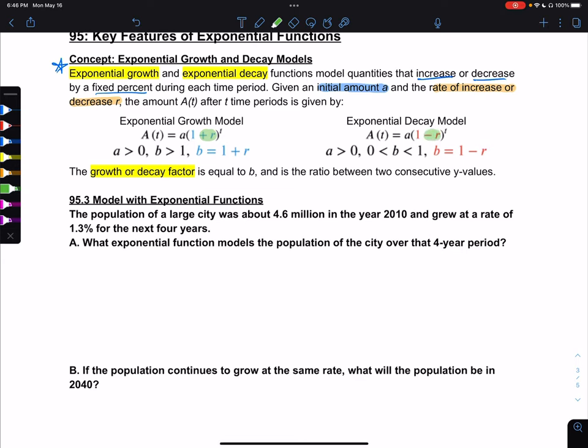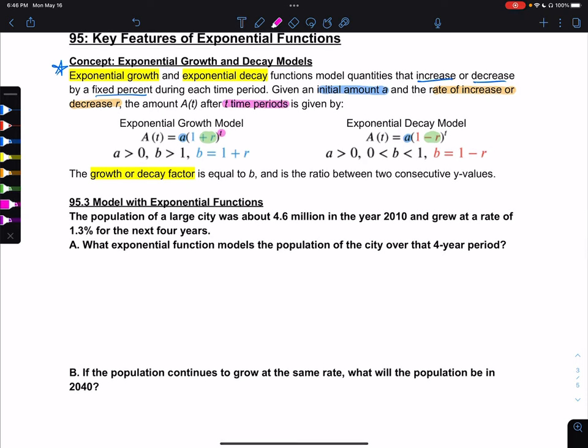But the A value is still going to be that initial amount. Our t value, after t time periods, is going to remain the same, and then that value of 1 is going to remain the same. Some limitations for A and B: A has to be greater than 0 in both cases. In exponential growth, B is going to be greater than 1. In exponential decay, B is going to be between 0 and 1. So keep that in mind. That'll come into play in the next example, example 4, after this.